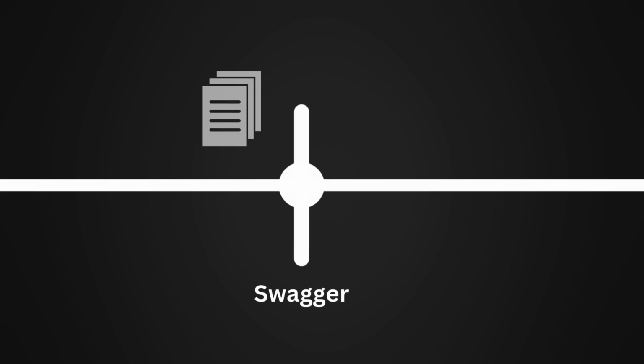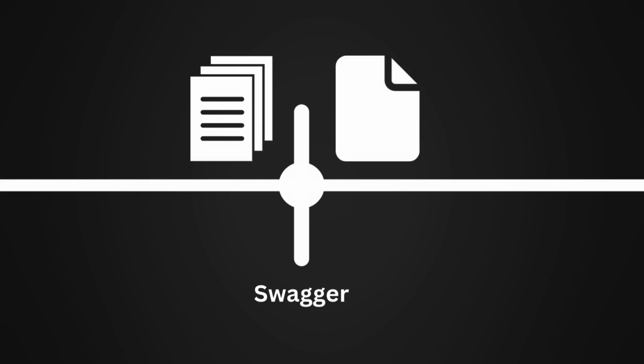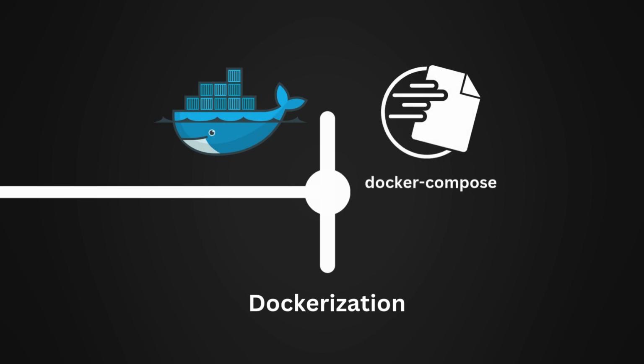The second one is using Swagger for API documentation. Swagger will help you document your APIs in a professional manner and will generate automatically for you a page where you can view and trigger all the APIs. The last one is Dockerization. Even if you're not going to deploy your application, creating a Docker Compose file and putting all the services you're using in it makes your project much more professional and easy to run on any machine.